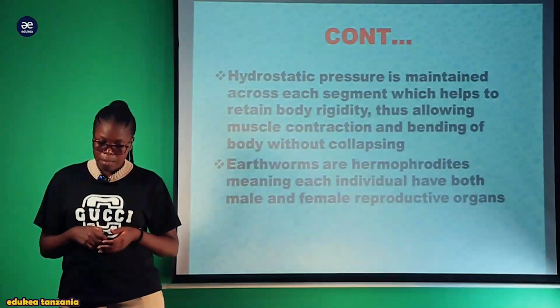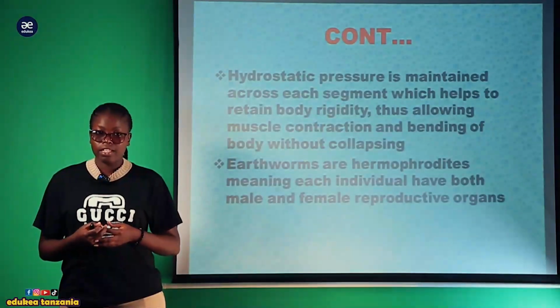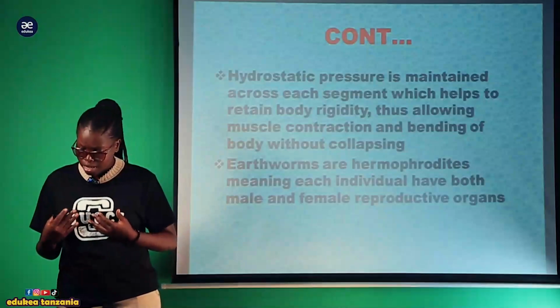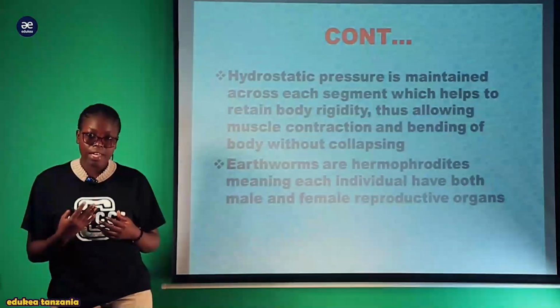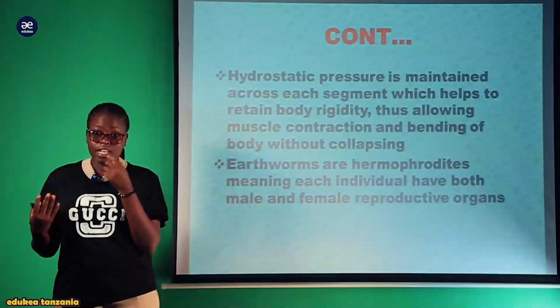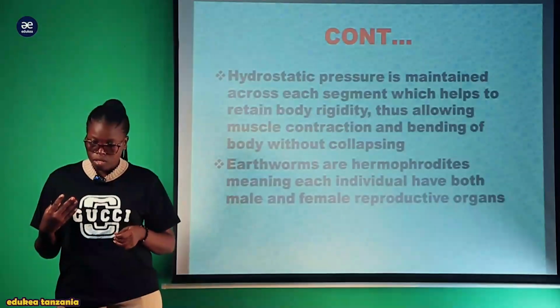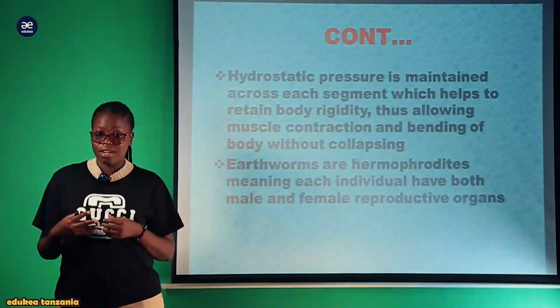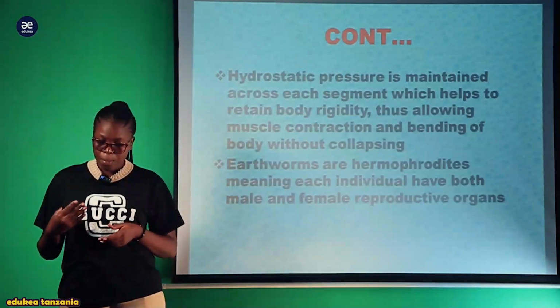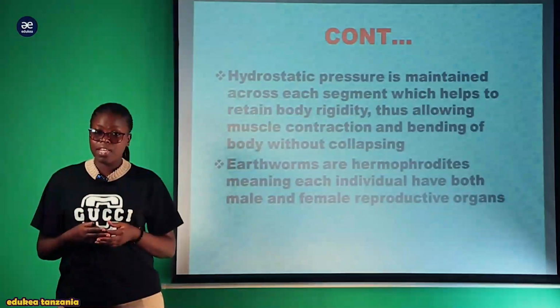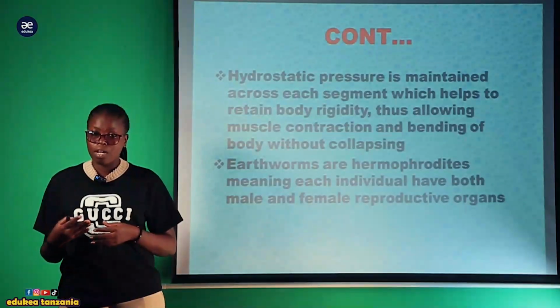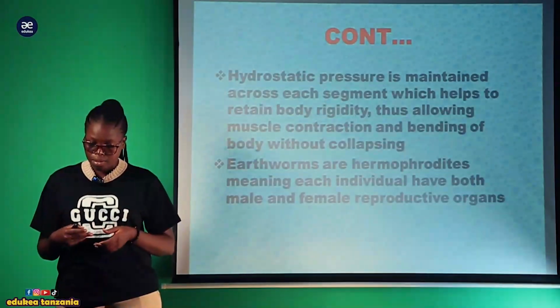Also, earthworms are hermaphrodites. Again, in general characteristics we can see that most of the annelids are dioecious, but the one there was Ascaris, a nematode. This earthworm is hermaphrodite, meaning that it has both male and female sex organs in the same organism.